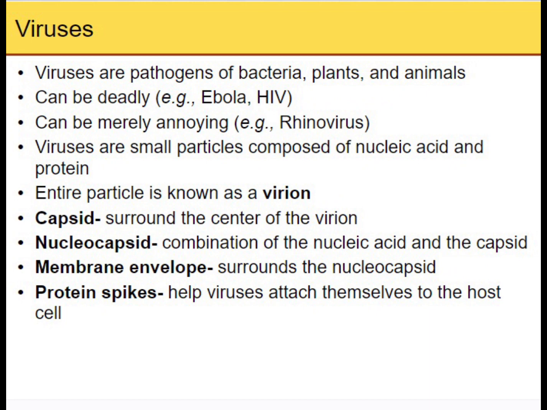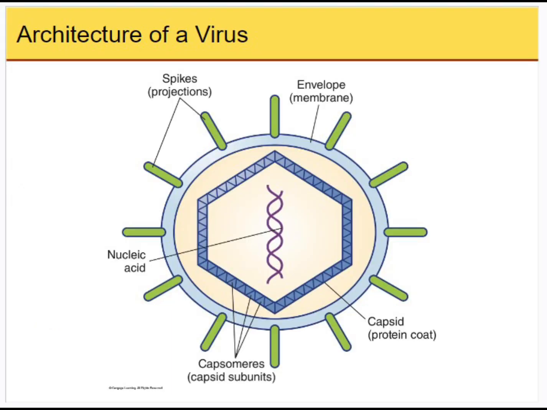The entire particle is known as a virion. The capsid surrounds the center of the virion. The nucleocapsid is the combination of the nucleic acid and the capsid. The membrane envelope surrounds the nucleocapsid. Protein spikes help viruses attach themselves to the host cell. This is the architecture of a virus: spikes, envelope, nucleic acid, capsomeres, capsid.